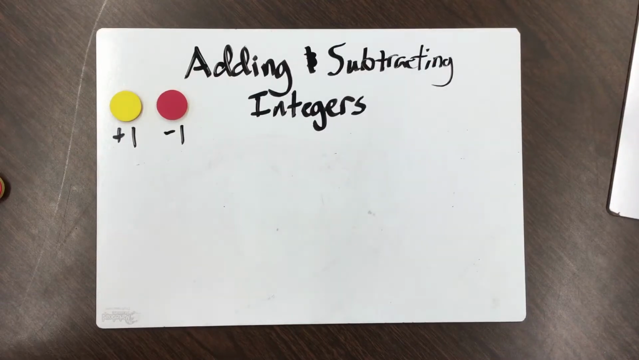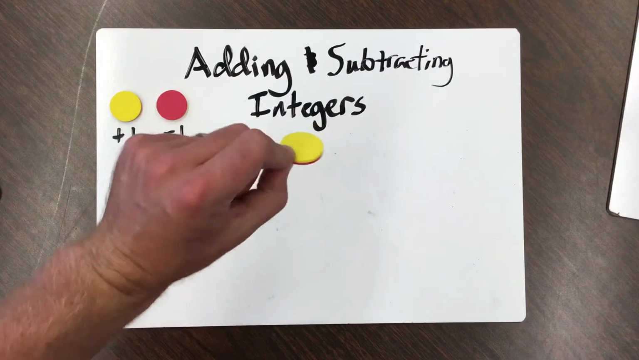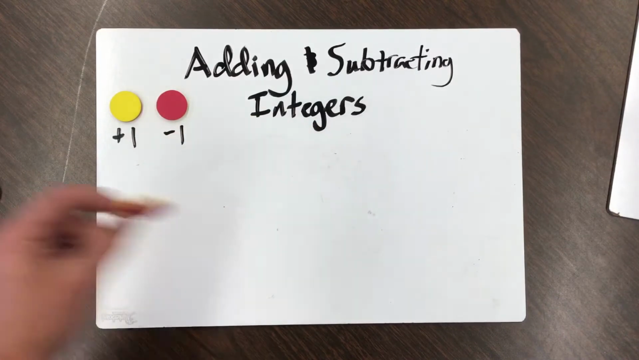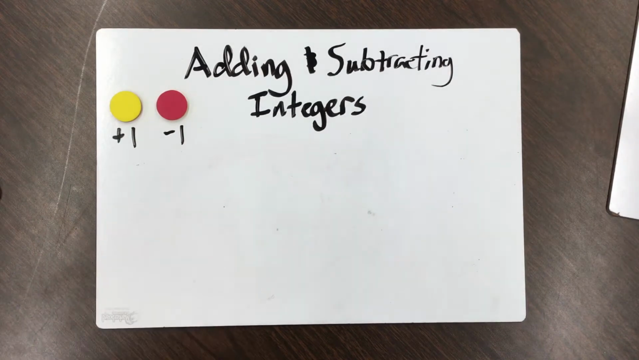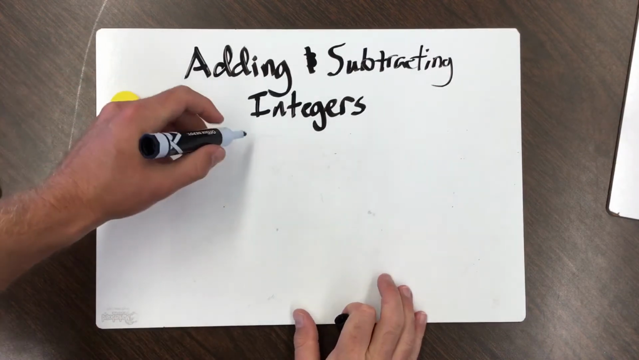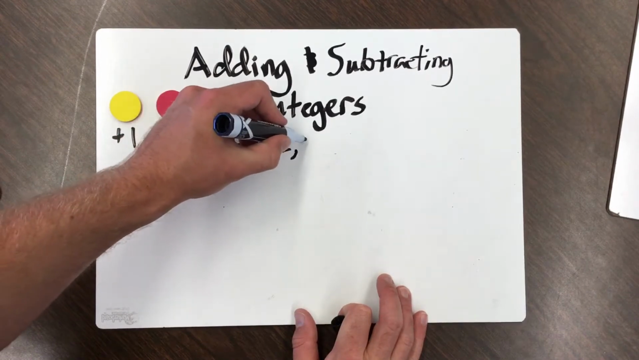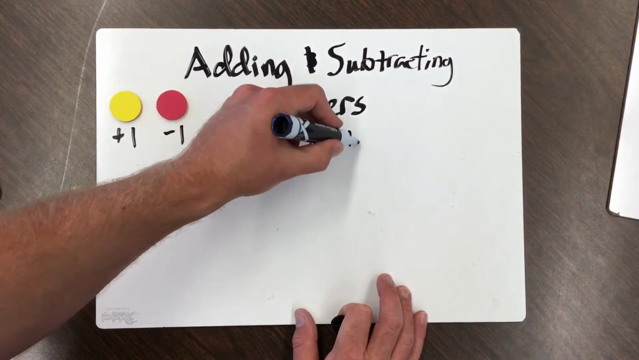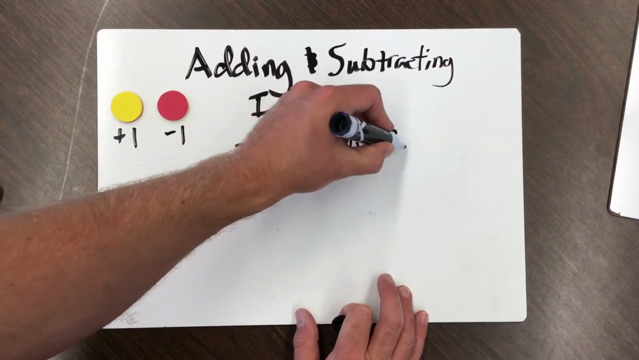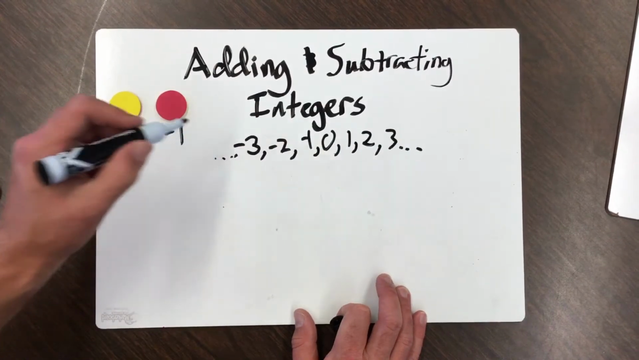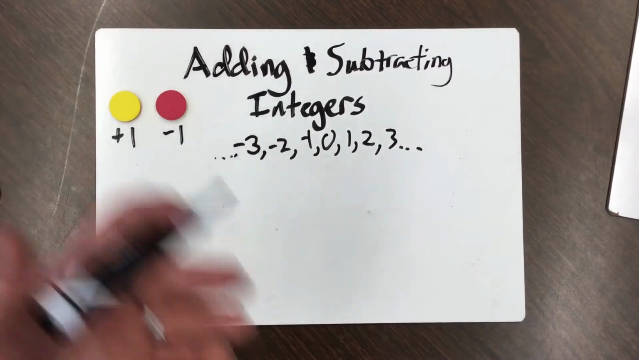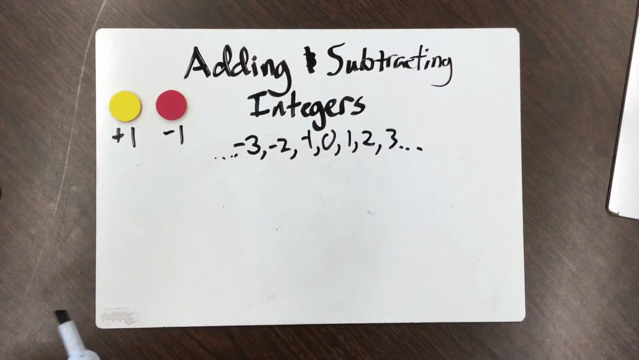Hello and welcome to this lesson about adding and subtracting integers. In this video, I'm going to use these counters here to help demonstrate how the addition and subtraction process works with integers. Now, let's keep in mind that integers are numbers like -3, -2, -1, 0, 1, 2, 3, and so on in both directions.